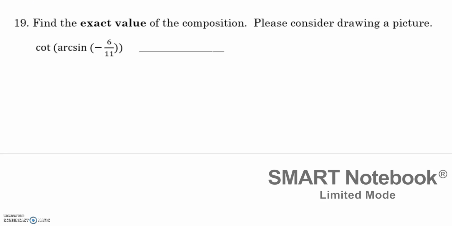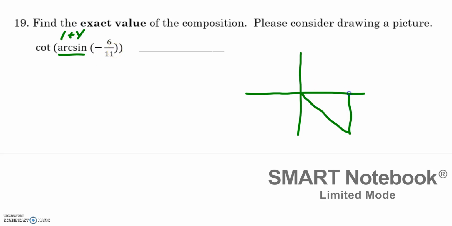Number 19, find the exact value of the composition. Please consider drawing a picture. Negative 6/11 is not on the unit circle, so again, it is always a good idea to draw a triangle. Arc sine is restricted to quadrants 1 and 4. Because the ratio is originally negative, I know that my triangle has to be in the 4th quadrant. So here is my reference angle.